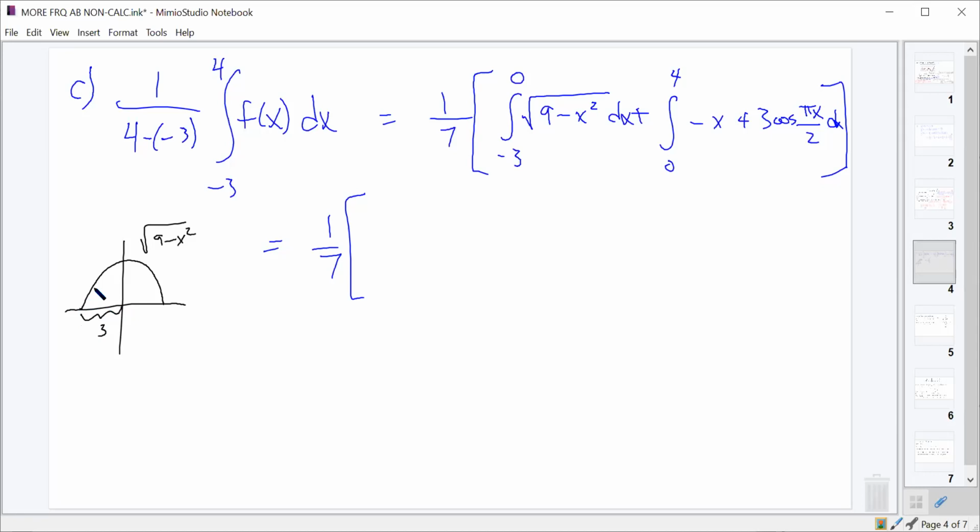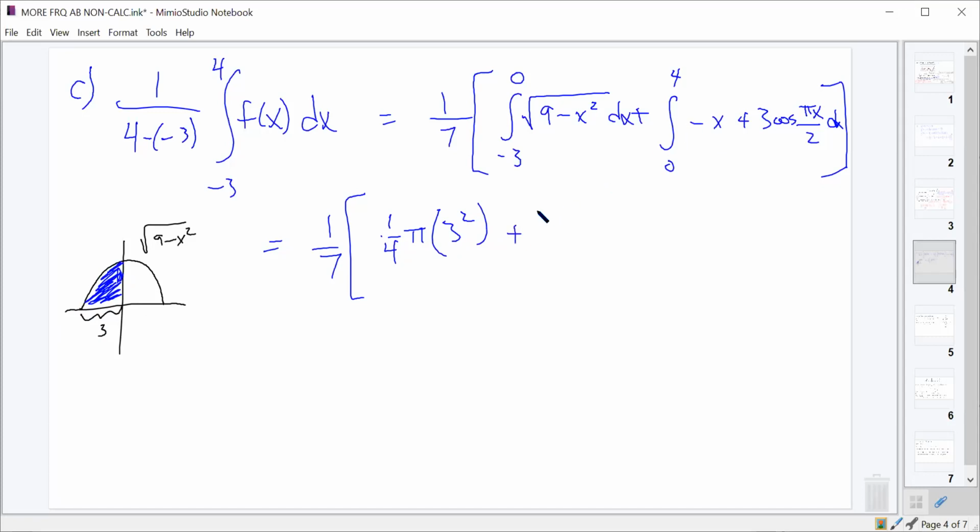So if we're talking about the integral from -3 to 0 of root 9 minus x squared, all that's really asking us for is the area of a quarter of a circle that has a radius of 3. So what's the area of a quarter of a circle? Well, it's 1/4 pi times that radius squared, isn't it? So that's all you've got to do to find the value of that integral. And then we'll add to that the integral from 0 to 4 of this.